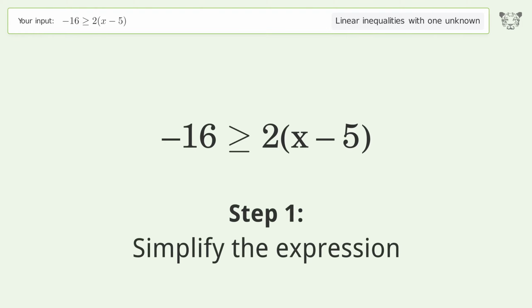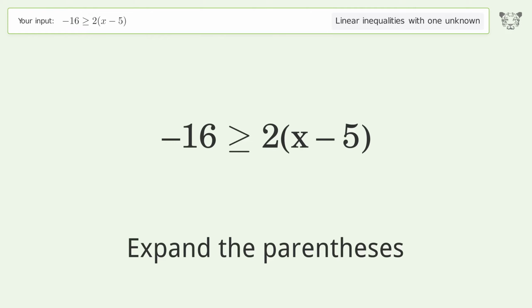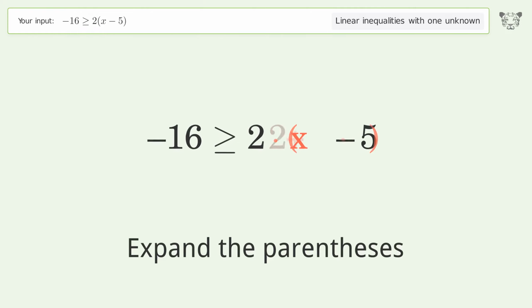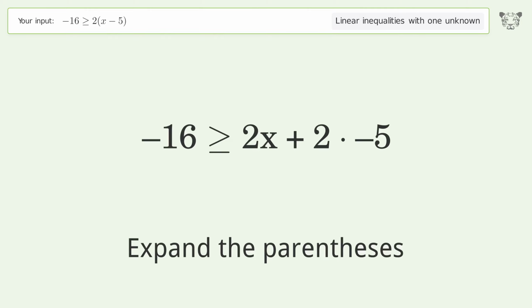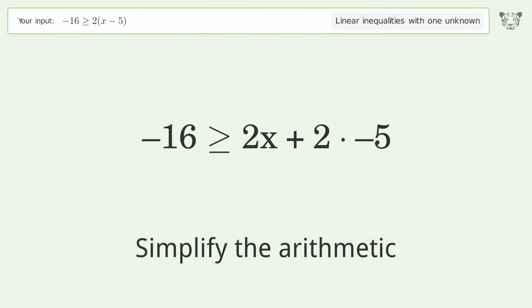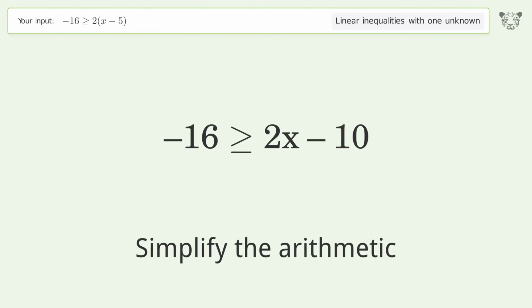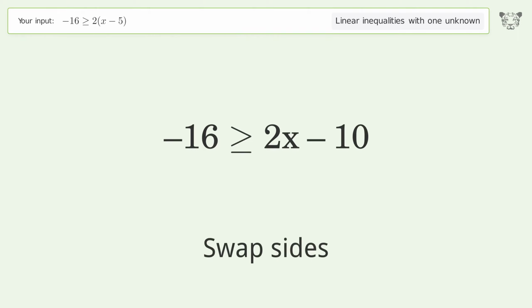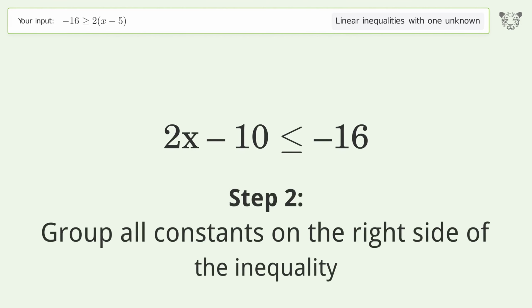Simplify the expression. Expand the parentheses. Simplify the arithmetic. Swap sides. Group all constants on the right side of the inequality.